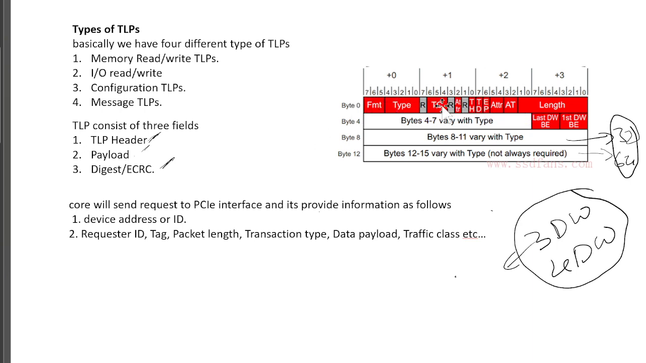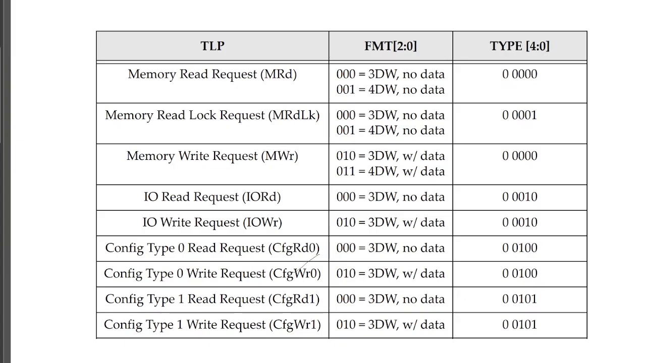We'll see the first field first, the format, type, traffic class and so on. Let's take memory read as one example. I want to send a memory read packet from the RC to EP. RC to EP, I'm sending it. Memory read, I want to get the data.